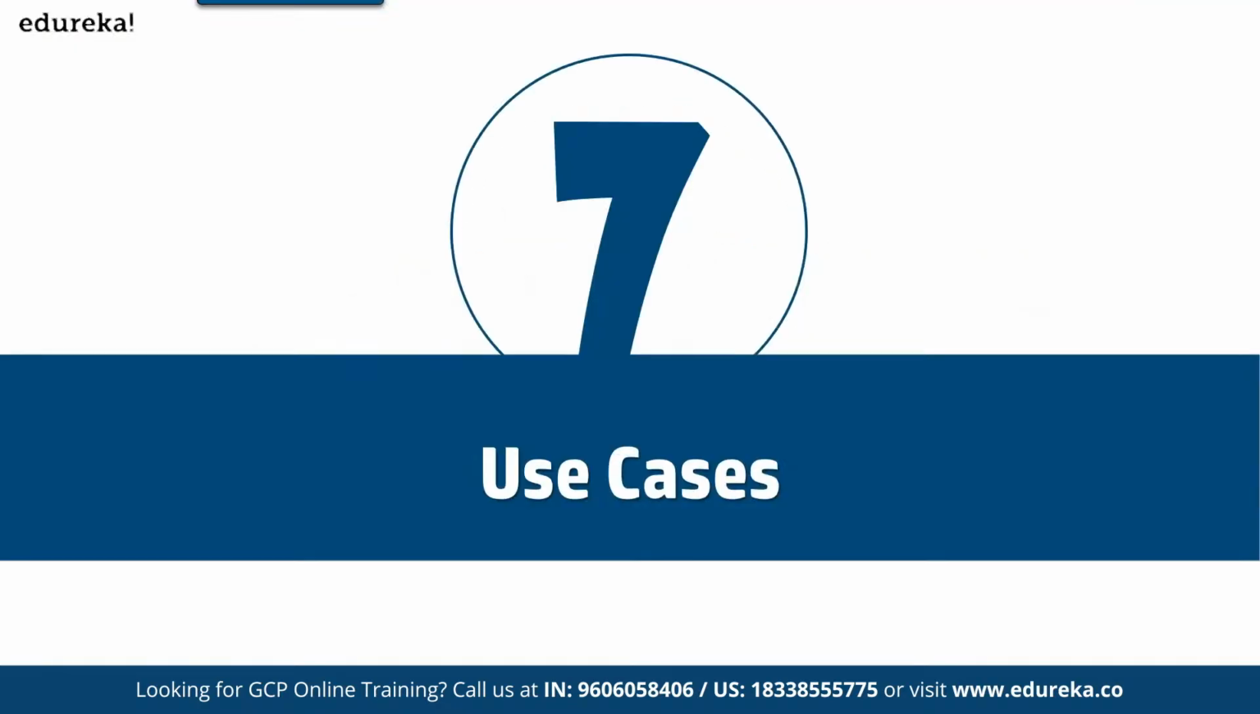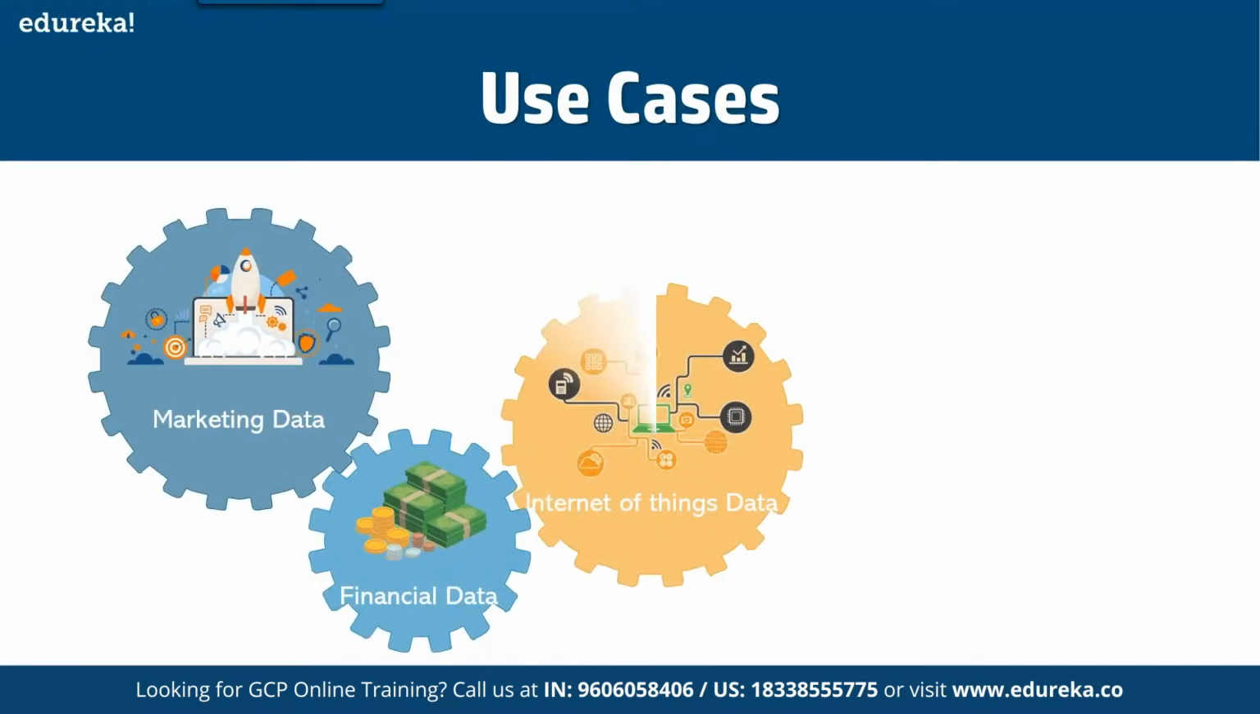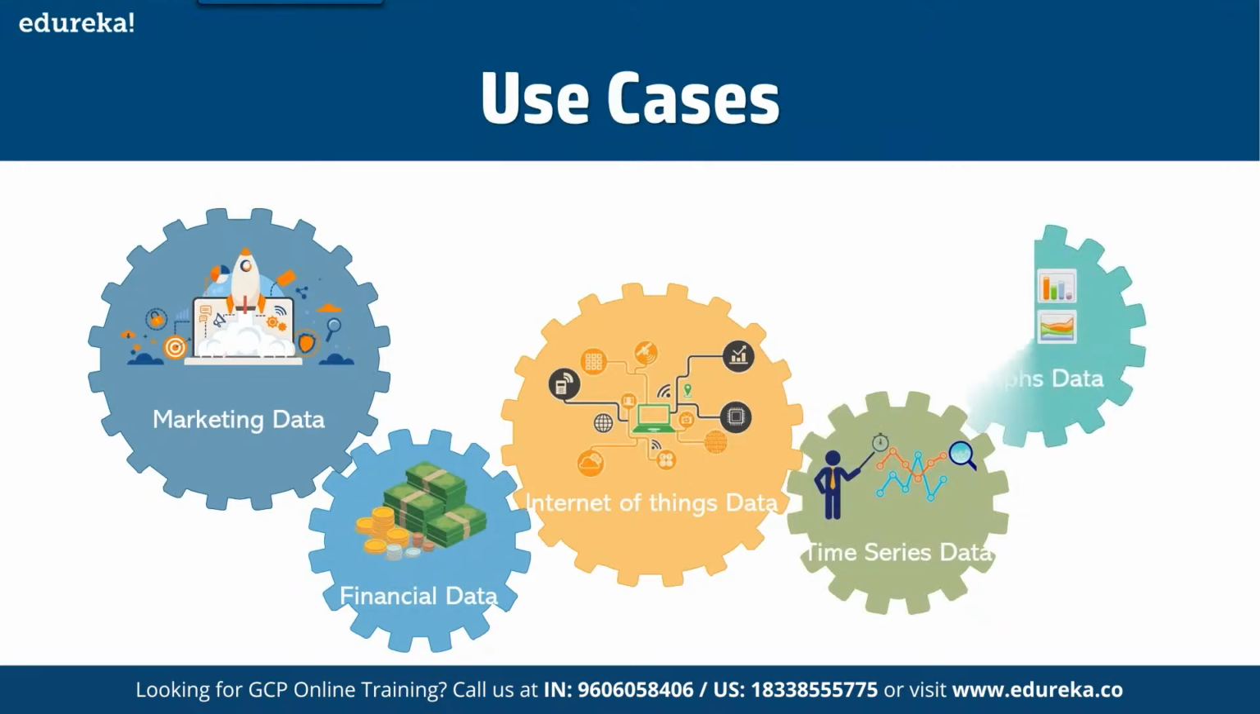Now there are multiple use cases. Some of the use cases are marketing data. You can use it for marketing stuff. You can use it to perform analysis on your financial data. You can use it on IoT data, the Internet of Things, which basically means you combine different technologies to build one technology. You can have time series data, where the data is in a series. You can have graph data, wherein you can have certain graphs and certain illustrations, and with the help of this you will be able to build things.